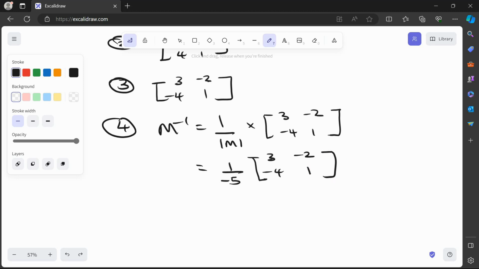I would advise that you don't do the multiplication yet because it can get very messy. So instead of saying minus 3 over 5, 2 over 5, 4 over 5, minus 1 over 5, that would be very messy. Just leave it like this.